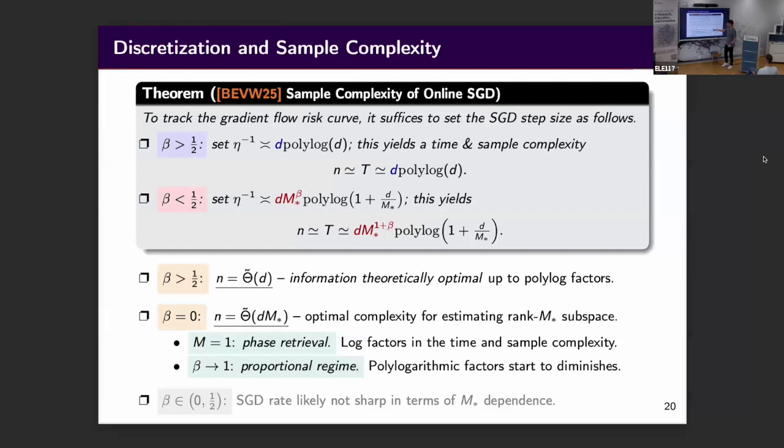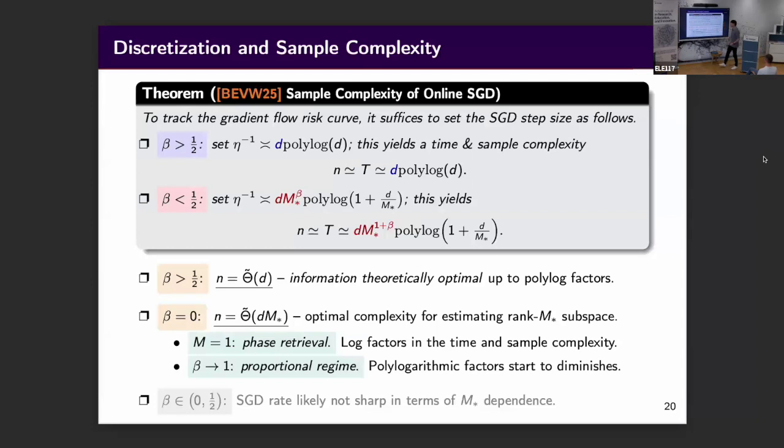And so that's why, for the light tail case, this is information theoretically optimal, because I need to estimate a D-dimensional vector. And when beta is 0, this is also optimal because I'm estimating D times M directions. And this is the number of samples I need. One interesting observation here is that when M star equals 1, this is just phase retrieval. So now there's a log in the sample complexity. So you get D polylog.